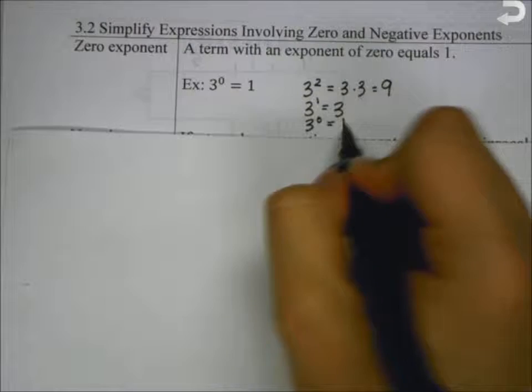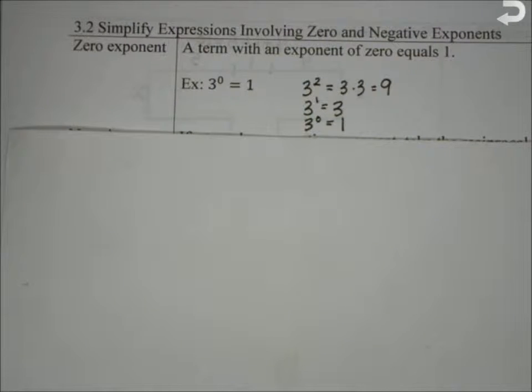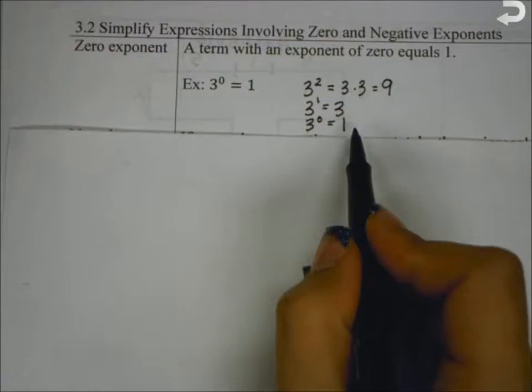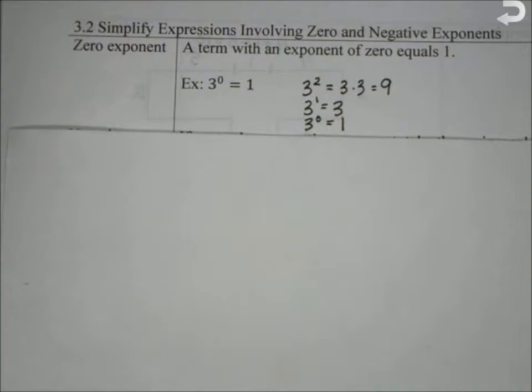No, it's not 0. 3 times 0 is 0, but we're not even multiplying anything, so it's just 1. How is it 1? Because when we're looking for, remember the multiplicative inverse? The reciprocals? We're trying to get them to multiply to what? 1.